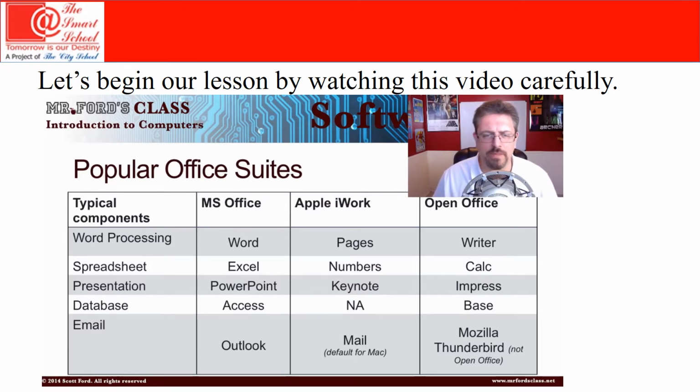Microsoft Office, these are the specific names for these programs. So for Microsoft Office, word processing is known as Word. For Apple's iWork, it's known as Pages. For OpenOffice, it's called Writer. Some of you might not be familiar with OpenOffice. OpenOffice is a free Office suite, and I have a link at the end of this video where you can download a copy.